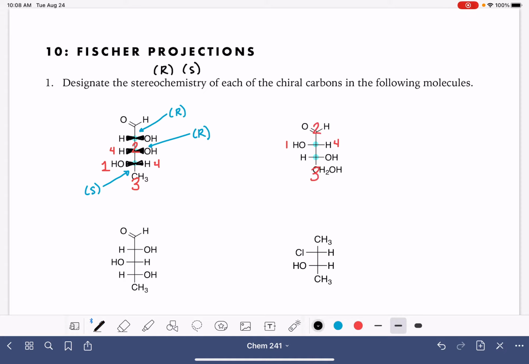So that's going to be our number 2, number 3. Don't forget that we are looking at this molecule upside down with respect to the RS assignment situation. 1 to 2 to 3 looks like an R. So this guy right here is an S.